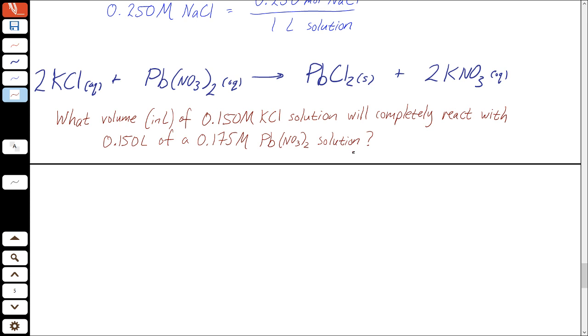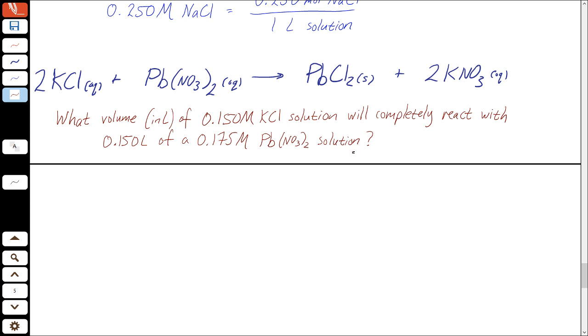But we can actually solve this in a similar way to what we did with the other stoichiometry calculations. The only difference here is instead of going from grams to moles and then moles to grams, we're going from liters to moles and then moles to liters at the end, because our solutions are liquids that we're measuring by volume instead of solids that we're measuring by mass.